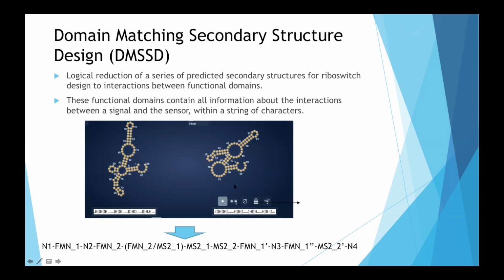And then you have FMN1 double prime, where this sequence here is complementary to this sequence here in this region. And then you have MS2 2 prime. So here, this is going to be complementary to, I believe, somewhere around here. And then you have the N4 domain, which is complementary to the N1 domain. And then you can also include the base pairing between these individual domains as well, if you want to further compact it.